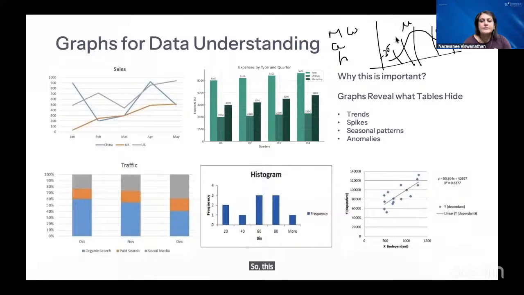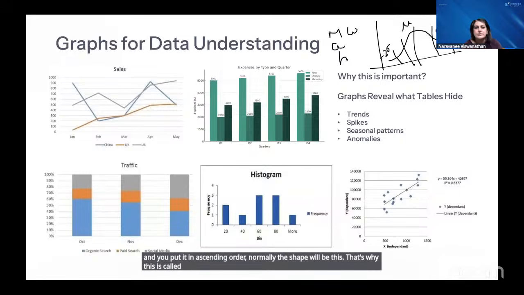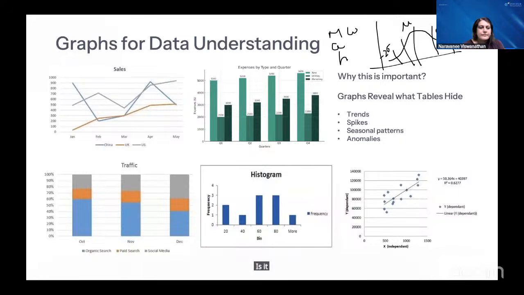So this is called a normal curve, because in nature, whenever you take data and you put it in ascending order, normally the shape will be this. That's why this is called a normal distribution. Is it clear, everyone?